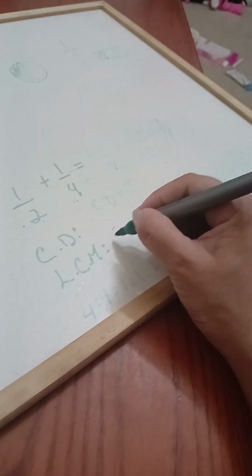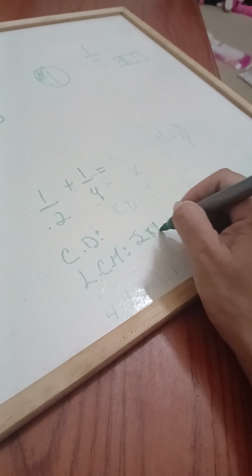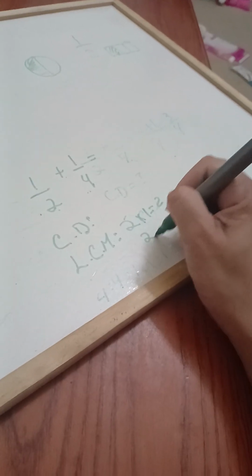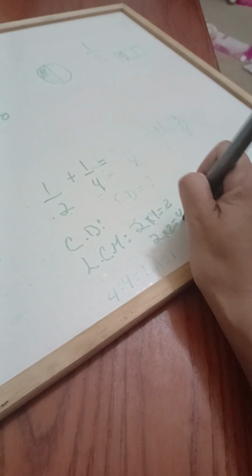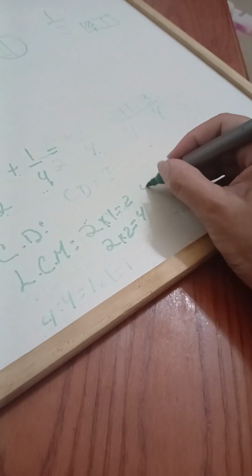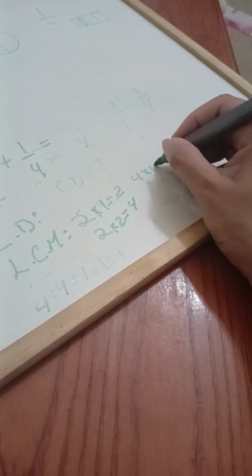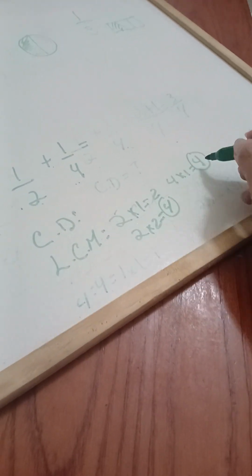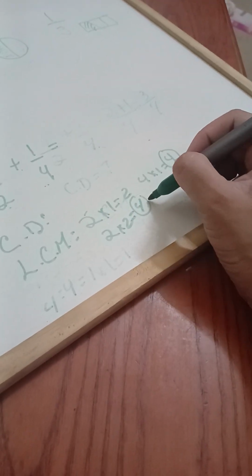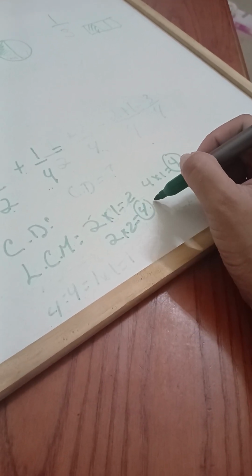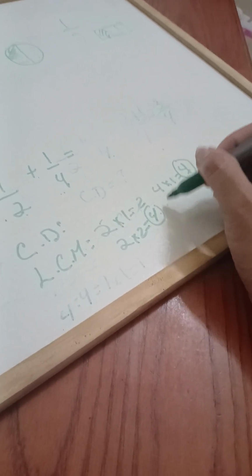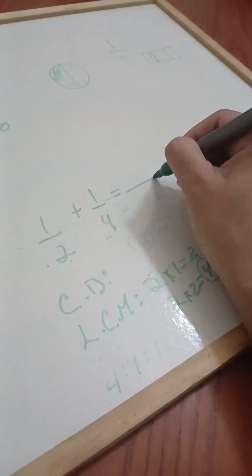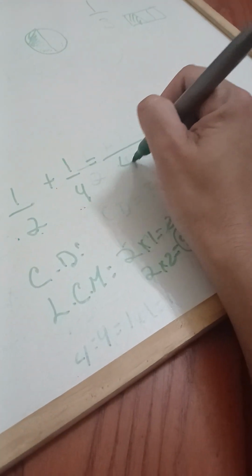You go to the times table. 2: 1 times 2 equals 2, 2 times 2 equals 4. Now, 1 times 4 equals 4. So we have 4 here and 4 here. This is our least common multiple because it's the minimum multiple that is repeated for both. So we have our new fraction. The common denominator is 4.